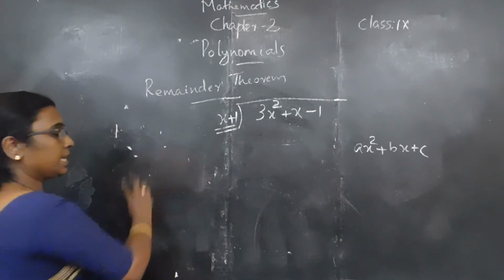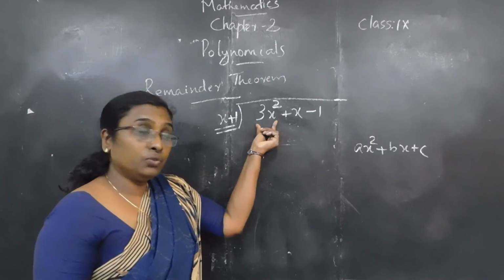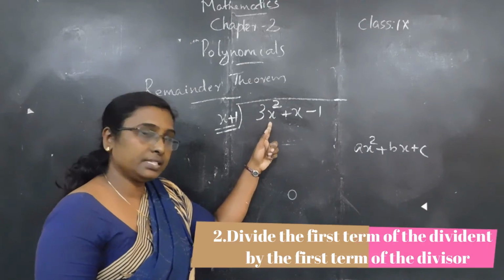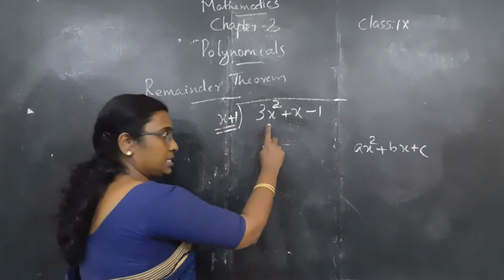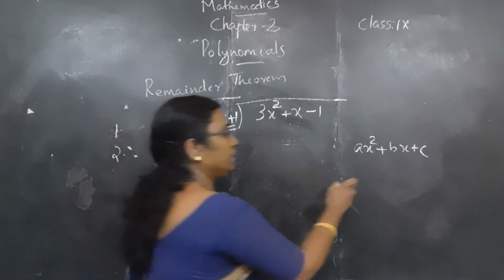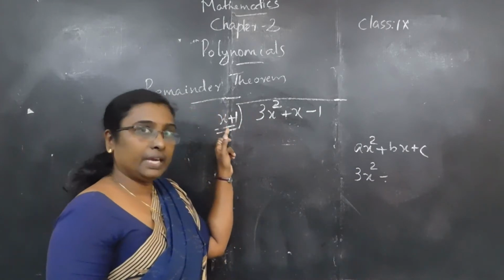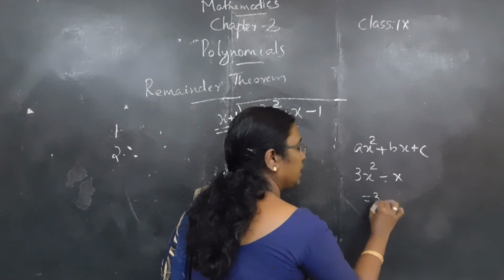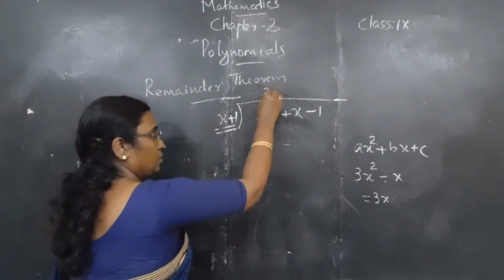Next, the second step is to divide the first term of the dividend by the first term of the divisor. The first term of the dividend is 3x square, divided by the first term of the divisor, which is x. 3x square by x equals 3x. That is the first term of the quotient. That is, write the quotient 3x here.